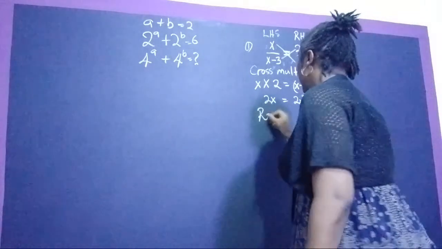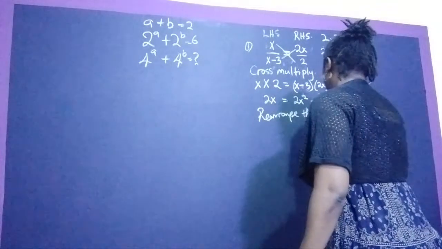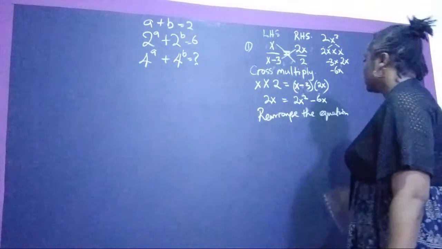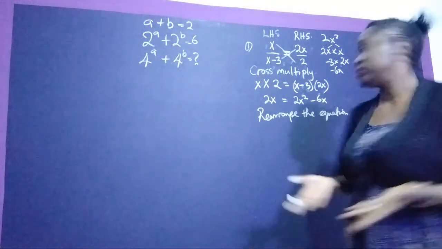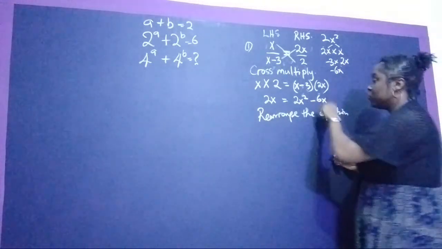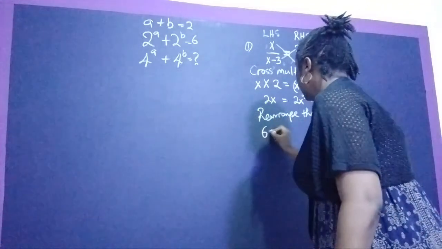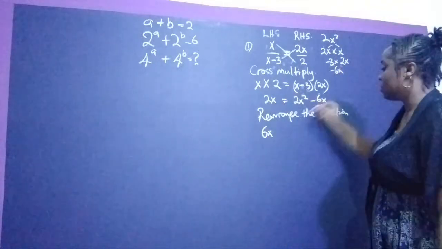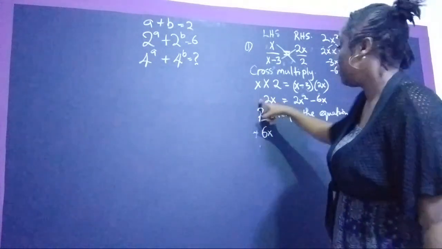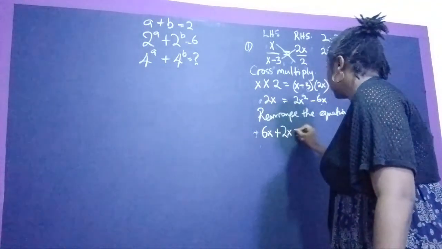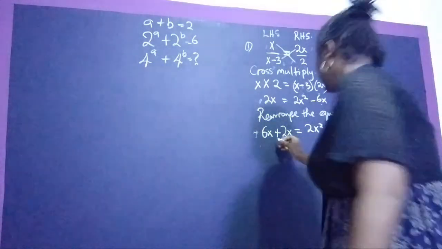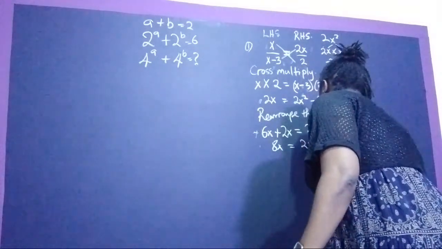So what are we going to do? We're going to rearrange this equation. I like my equation to always be positive or tend towards positive. Minus 6x looks heavier than 2x, so it's more negative. I'm going to move this negative to the other side, giving me 6x. When minus jumps over the equality sign, it becomes plus. There's an imaginary plus on every positive number. So we say plus 2x equal to 2x squared. So 6x plus 2x will give us 8x equal to 2x squared.